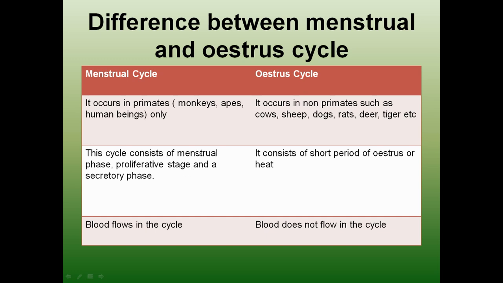Menstrual cycle consists of various stages like menstrual phase, proliferative phase, and secretory phase. However, oestrous cycle is very short, and a little amount of heat is produced in this process, so the body temperature of the female rises. Blood flows in the menstrual cycle, and blood does not flow in the oestrous cycle. I hope this difference is clear to you. This can be asked in the CBSE board examination, so you should have a clear-cut understanding of the menstrual cycle and oestrous cycle.